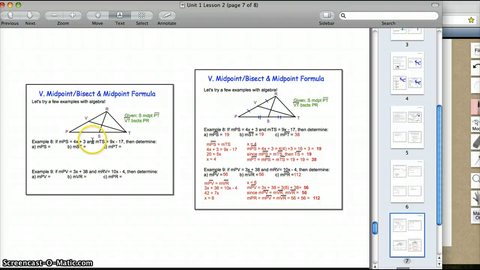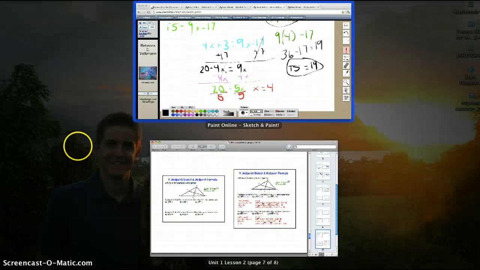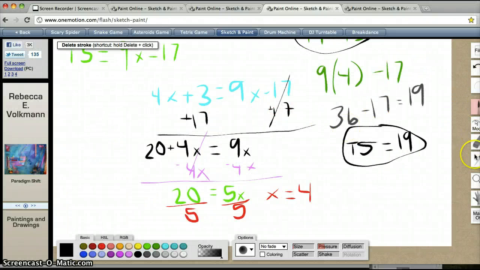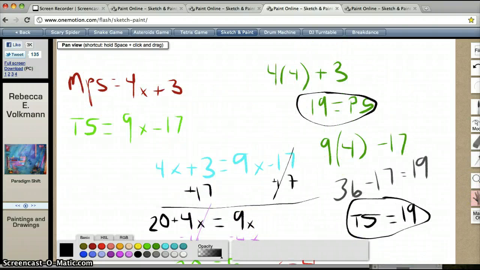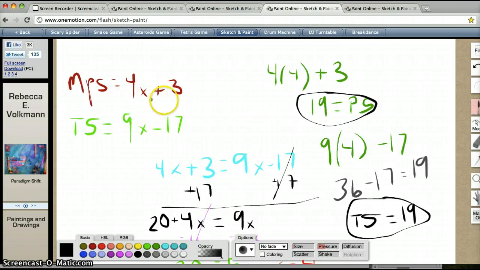They want to know the actual length of PS and TS. So we take our x and we plug it back in. So I went ahead and plugged it back in. So I took my 4 and I plugged it back in here. So my first line, PS, was 4x plus 3. So 4 times 4 plus 3 is 19. So the length of PS is 19. And TS here, we plugged x back in, which was 4. So 9 times 4 is 36, minus 17 is 19, and TS is 19.